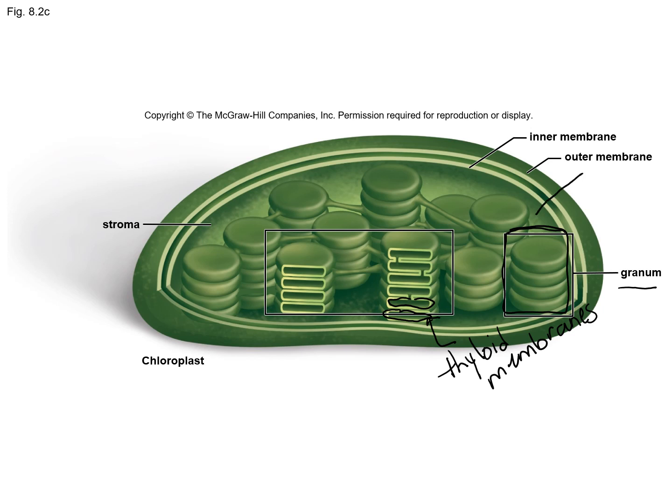This area within the inner membrane is called the stroma. So when we're looking at photosynthesis, part of the reaction will take place in the thylakoid membranes, and part of the reaction will take place in the stroma of the chloroplast.